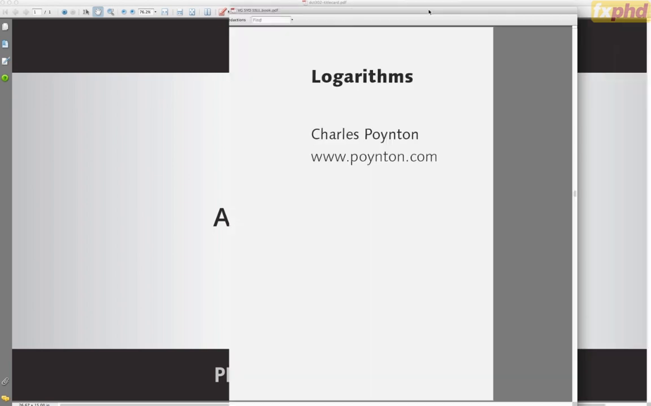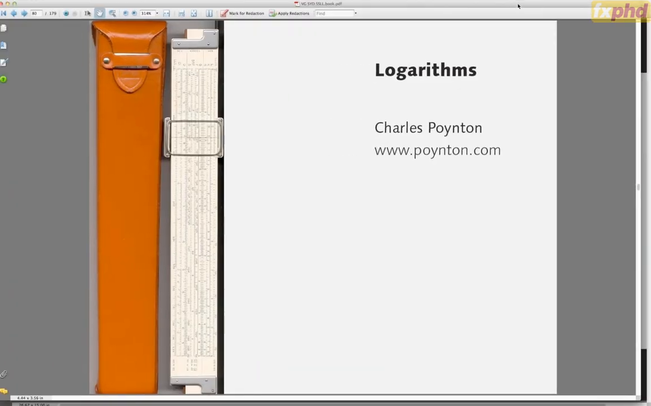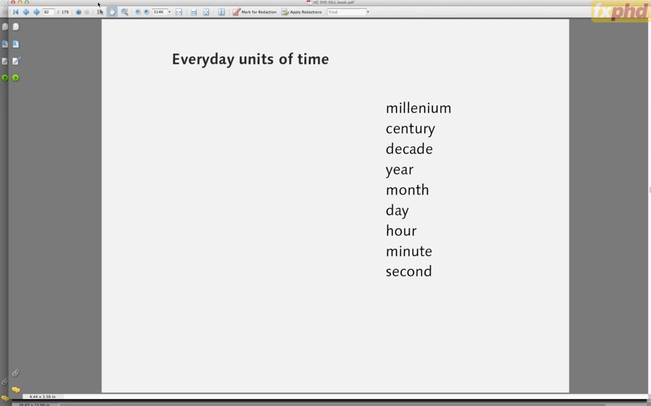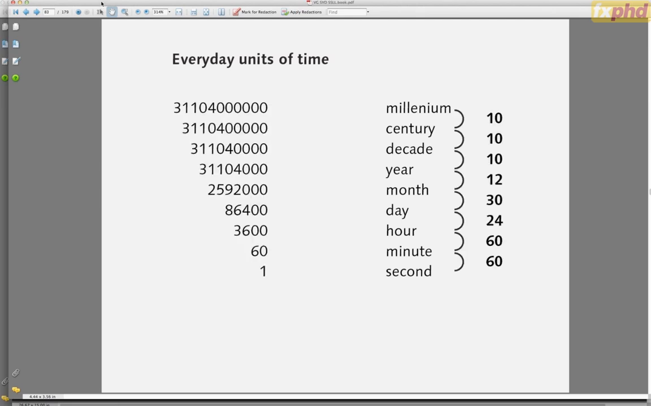So with that, let's go to logarithms. And this is no joke. This is actually my slide rule. I grew up in the era when that was a way to do calculations when I went to university. And the principle of logarithms is a really big deal. So let me walk you through it. Even in the everyday words we use for intervals of time, those intervals are related by being multiples of each other.